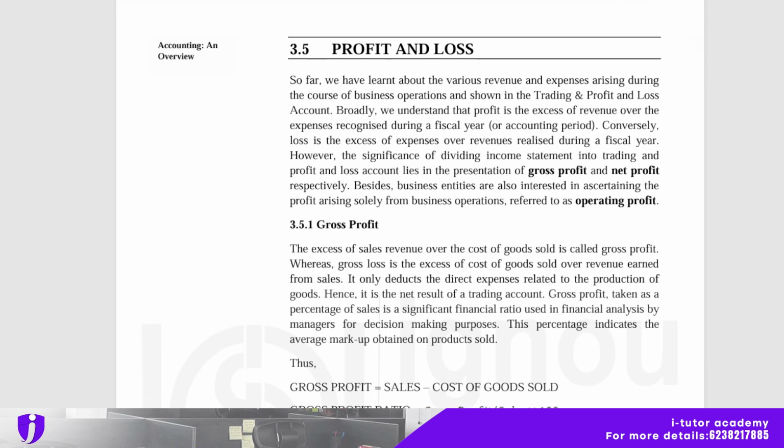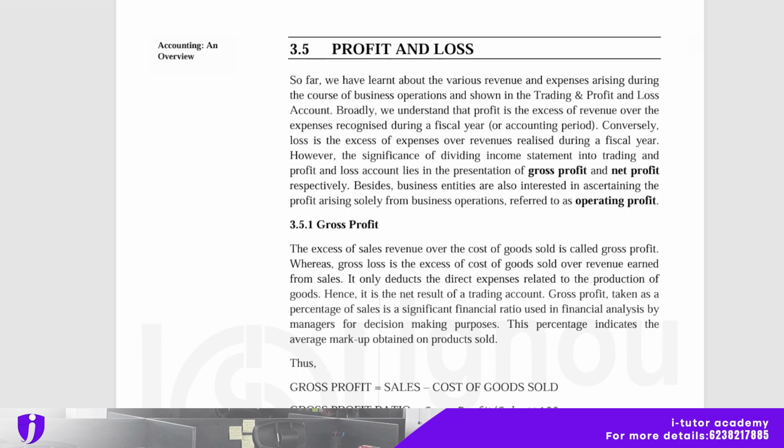Next is profit and loss. So far we have learned about the various revenue and expenses arising during the course of business operation and shown in the trading and profit and loss account. Broadly, we understand that profit is the excess of revenue over the expenses recognized during a fiscal year or accounting period. Conversely, loss is the excess of expenses over revenue realized during a fiscal year. However, the significance of dividing the income statement into trading and profit and loss account lies in the presentation of gross profit and net profit respectively.